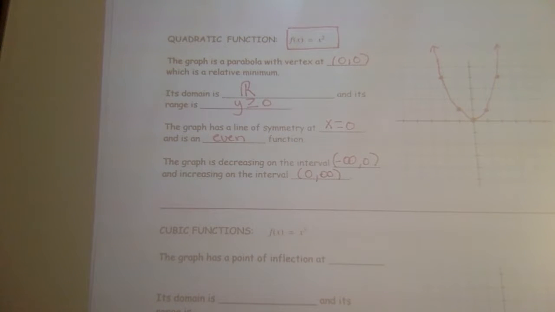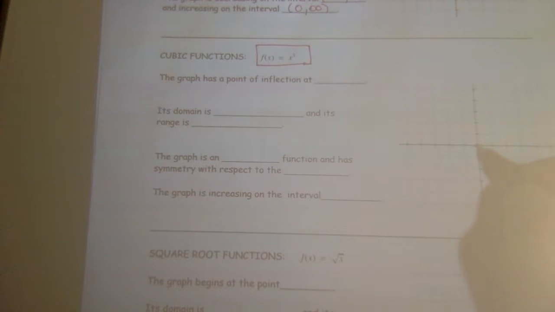All right, cubic function. Let's graph it first. Well, 0, 0. What happens when I let x be 1? 1. What happens when I let x be 2? 8. I'm off the chart somewhere up here. What about -1? -1. At -2, it's going to be -8 somewhere.